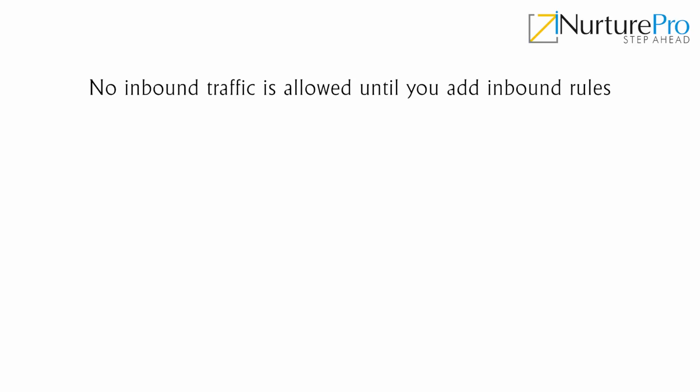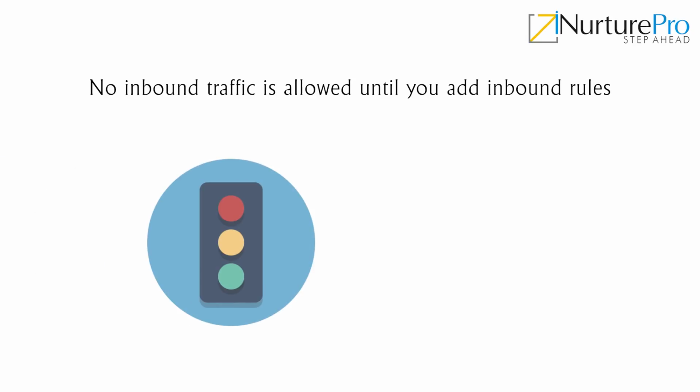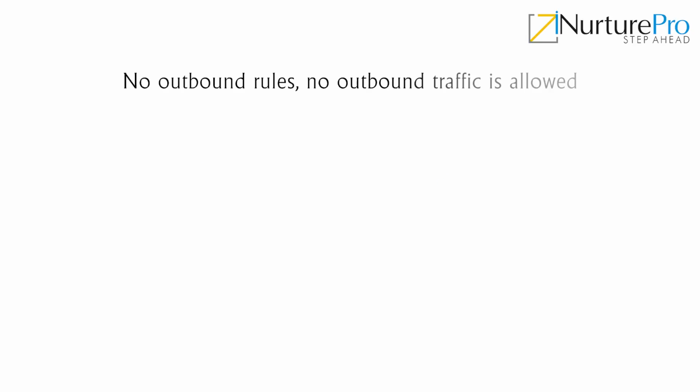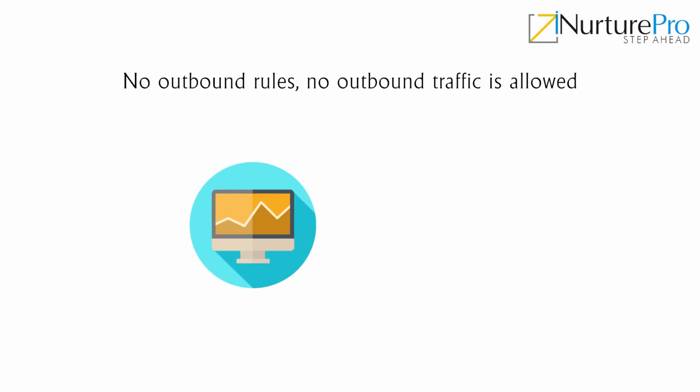When you create a security group, it has no inbound rules. Therefore, no inbound traffic is allowed until you add inbound rules to the security group. By default, a security group includes an outbound rule that allows all outbound traffic. You can remove the rule and add outbound rules that allow specific outbound traffic only.